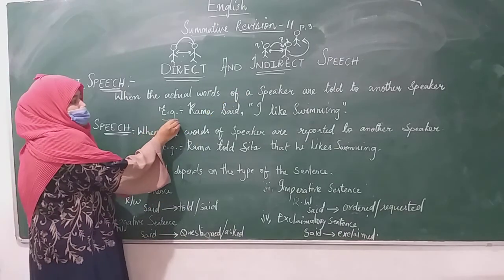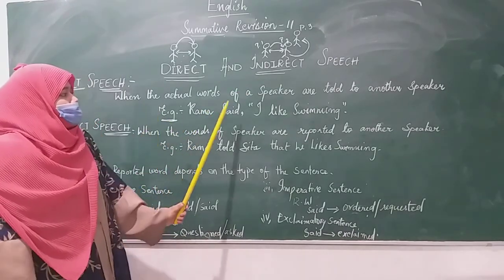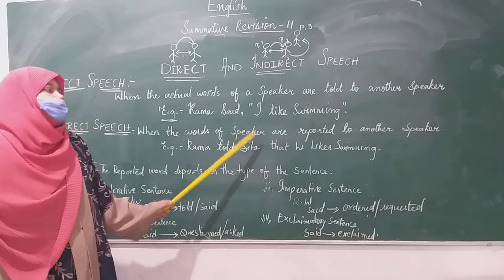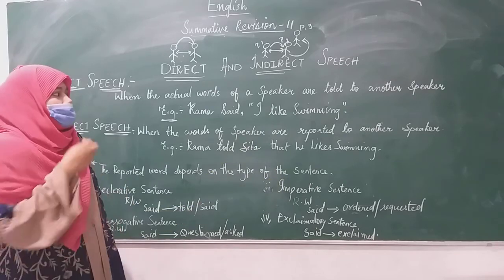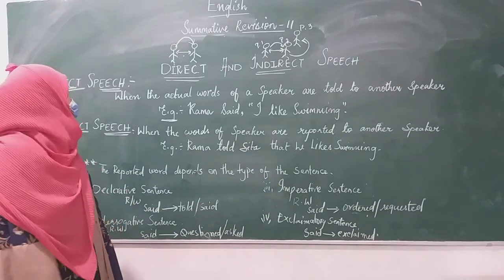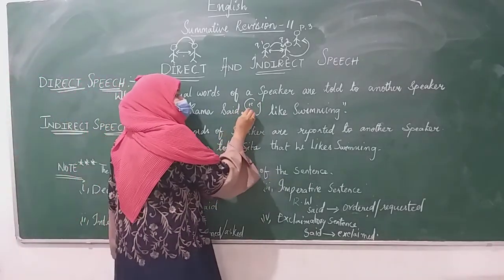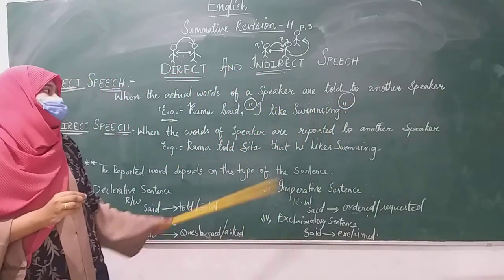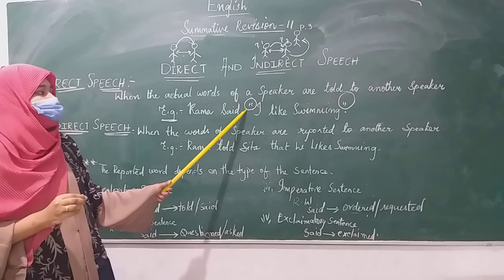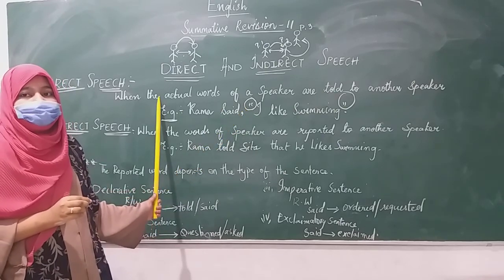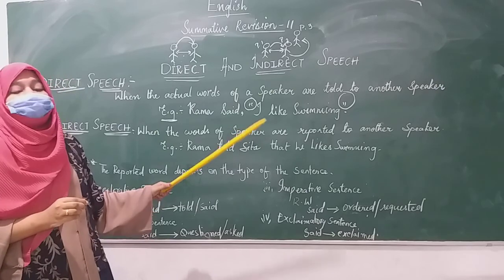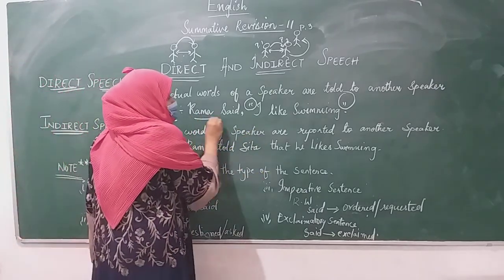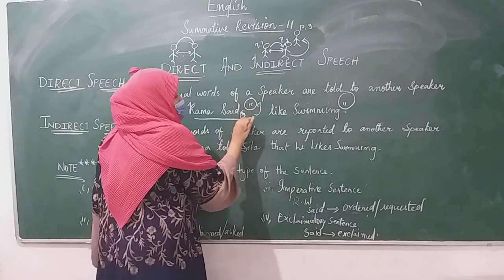Here is an example. Rama said, "I like swimming." Now, to identify whether it is direct speech, always look for the quotation marks. You will always have quotation marks if a sentence is in direct speech, or else you will not have the quotation marks. And always after the speaker, you will have a comma.